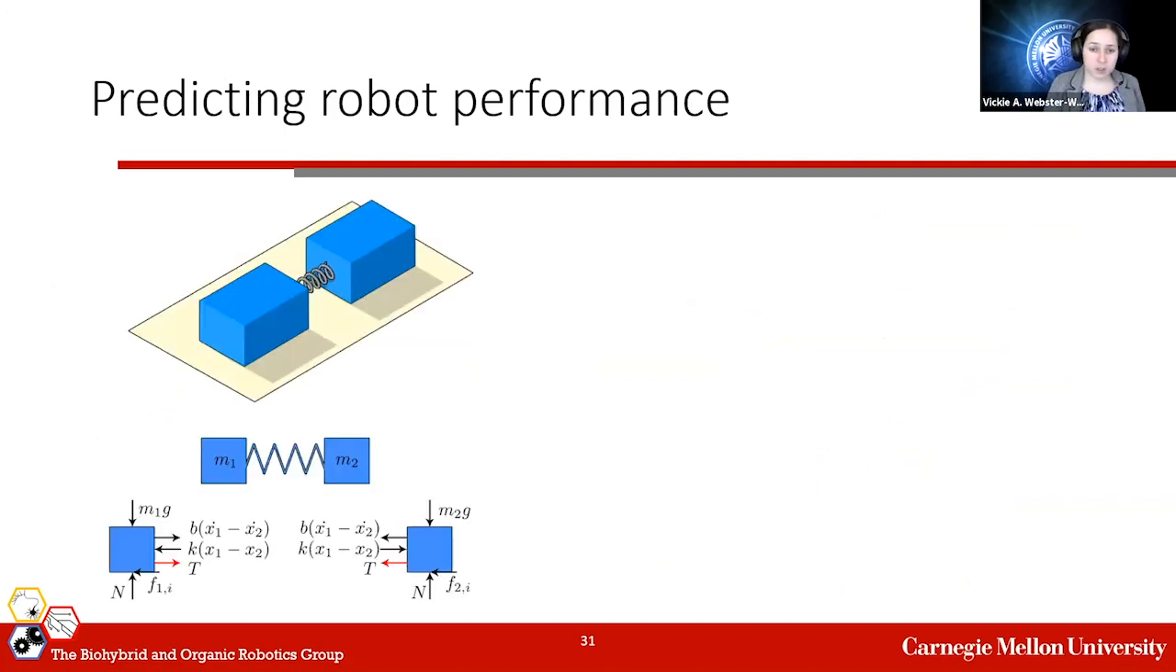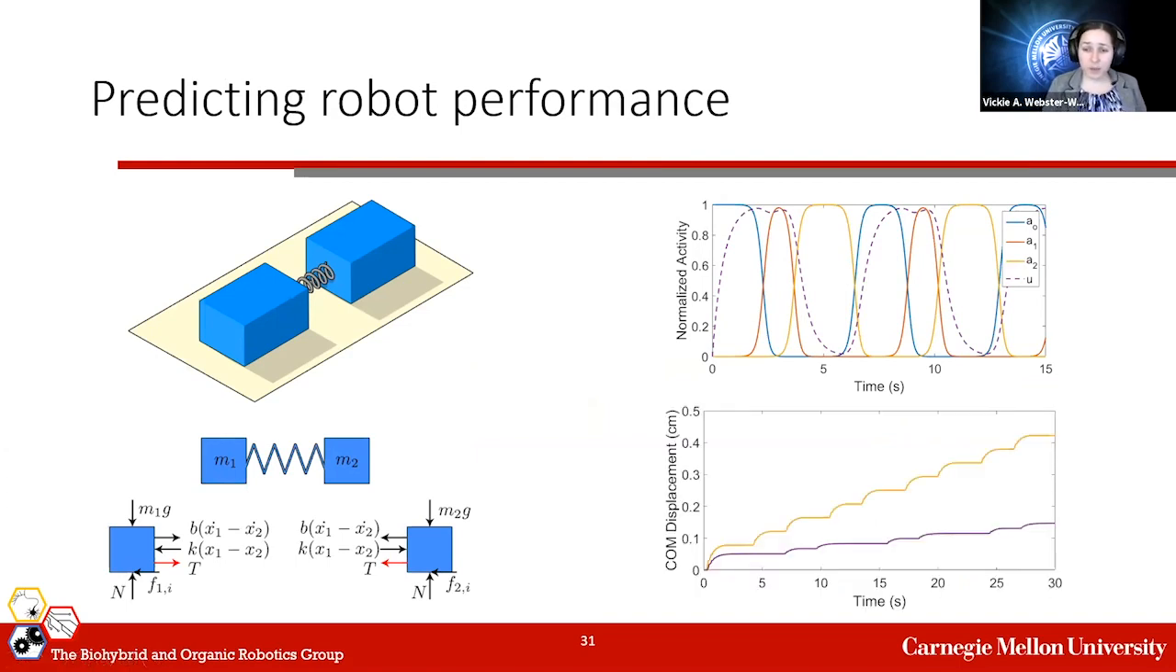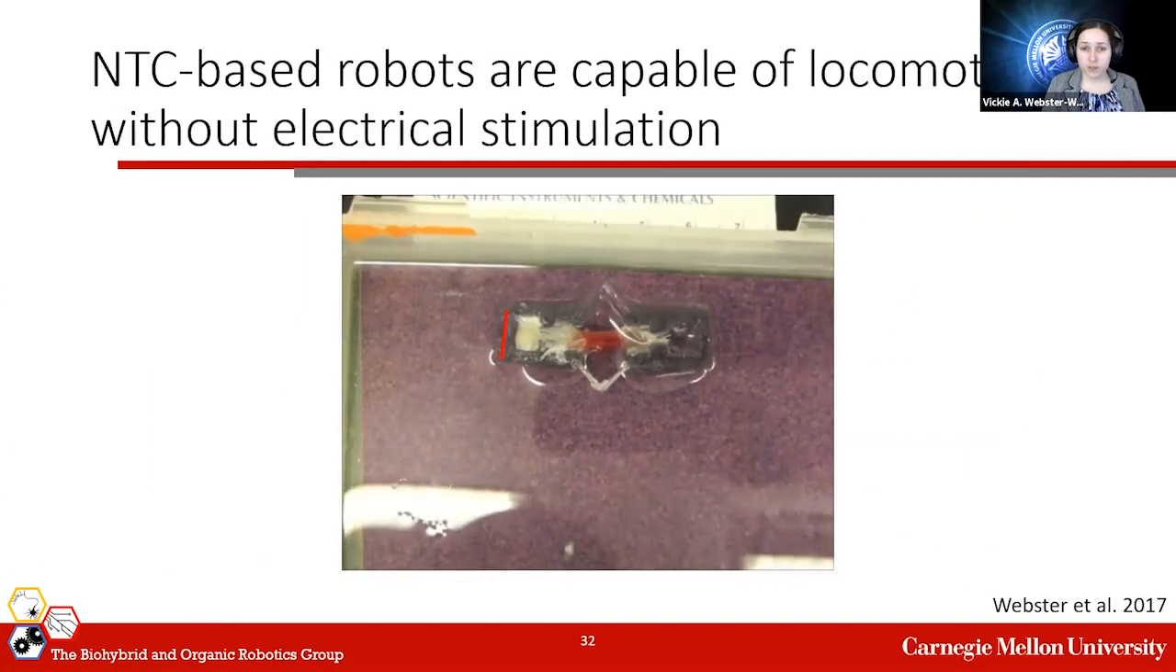So we connected this with a simple model of the body. And in simulation, we can predict the activity of each of the components of our functional material. And we see that the muscle activation is this kind of rhythmic pattern. And combining that with the forces that we saw from our cantilever studies, we can predict a range of speeds that we expect the robot to move in. And so indeed, these robots are capable of locomotion without electrical stimulation.